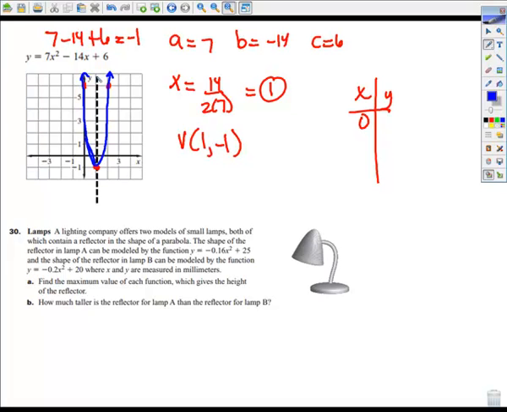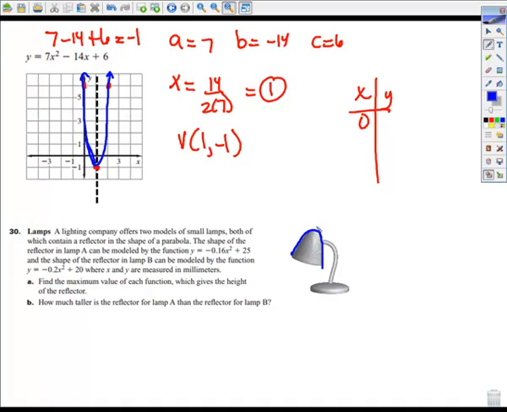All right, lastly, problem 30. A lighting company offers 2 models of small lamps, both of which contain a reflector in the shape of a parabola. So we've got this right here, our parabola. The shape of the reflector in lamp A can be modeled by this function, y equals negative 1600 x squared plus 25, and the shape of the reflector in lamp B can be modeled by this function. X and y are measured in millimeters. Find the maximum value of each function, which gives the height of the reflector.